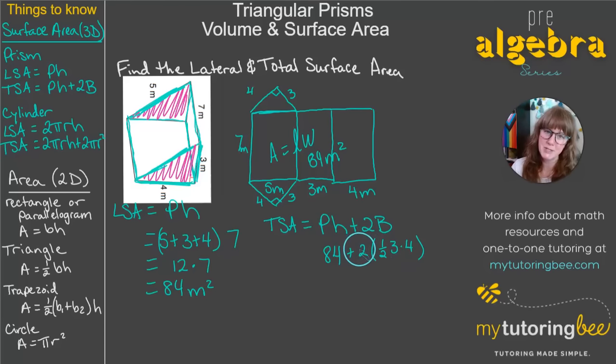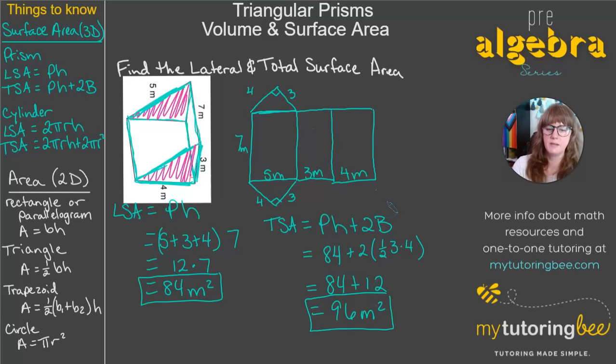And then 6 times 2 will go back to 12, which makes sense because the area of a triangle is really half of a rectangle. So if we cut that rectangle in half, but then we put those two halves back together again, that's going to give us that full rectangle of a 3 by 4 rectangle. So we get 12 right here. And so then 84 plus 12 gives us 96. So we've got 96 meters squared for our total surface area for this one.